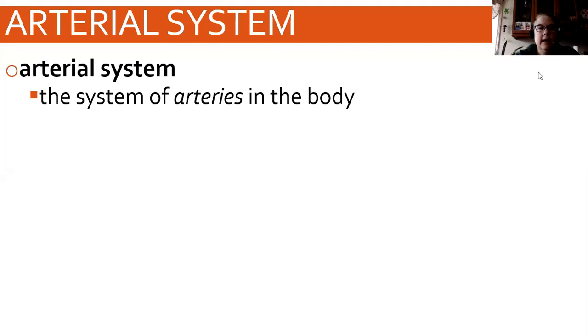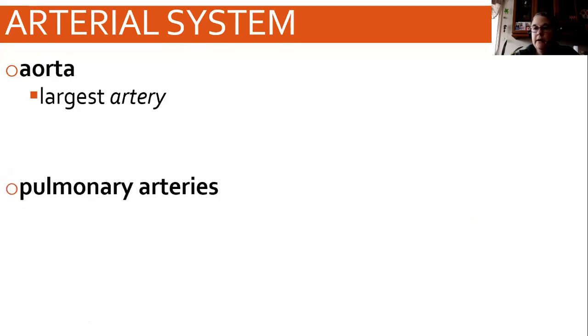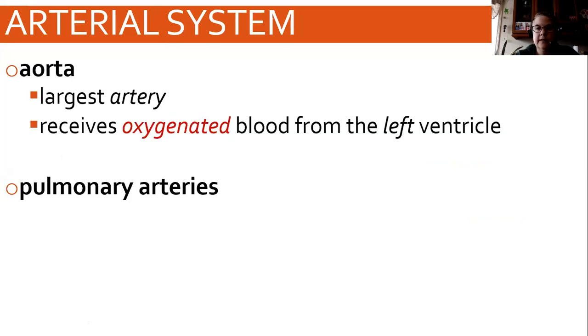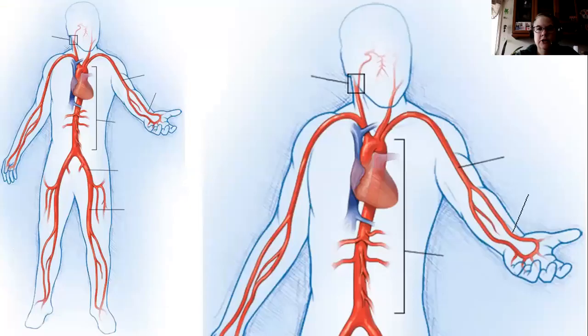So the arterial system is our system of arteries in the body. In the systemic system, arteries carry oxygenated blood. In the pulmonary system, they carry deoxygenated blood. So you have to know that. A major artery that we absolutely need to know is the aorta, which we've talked about already today. It receives oxygenated blood from the left ventricle. Pulmonary arteries receive deoxygenated blood from the right ventricle. We already know that, but these fit in with the major arteries you need to know. Okay, so some less major arteries: we're going to do a couple in the upper body and a couple in the lower body.